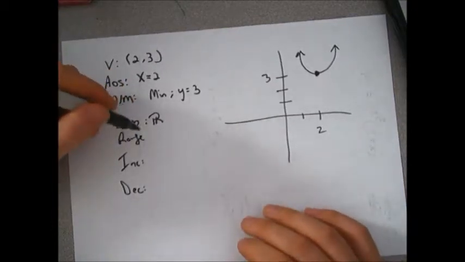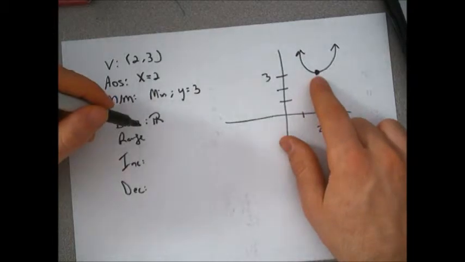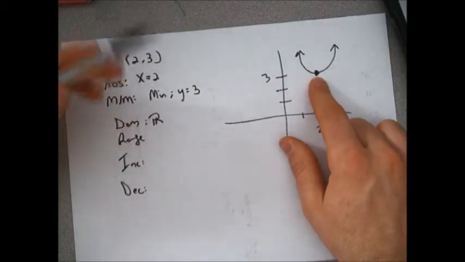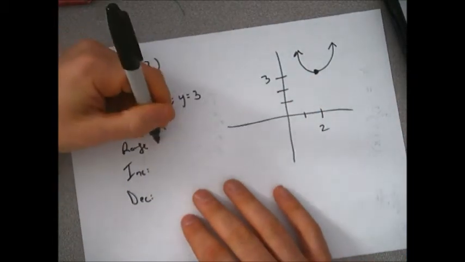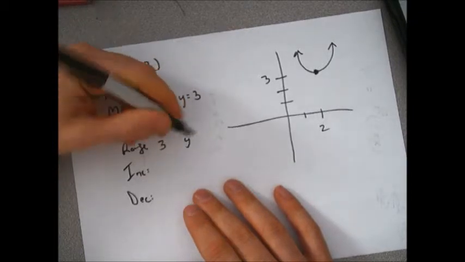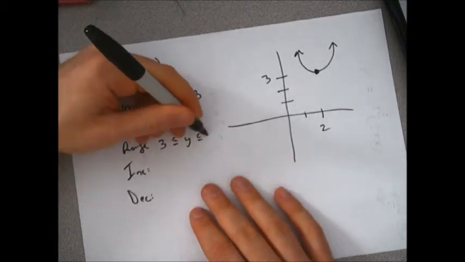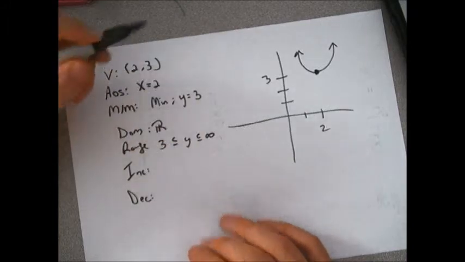The range, what do I know here? The lowest value is y equals 3, so it has to be bigger than that. So I want to go from 3, I want y to be bigger than 3, and it can go all the way up through infinity.